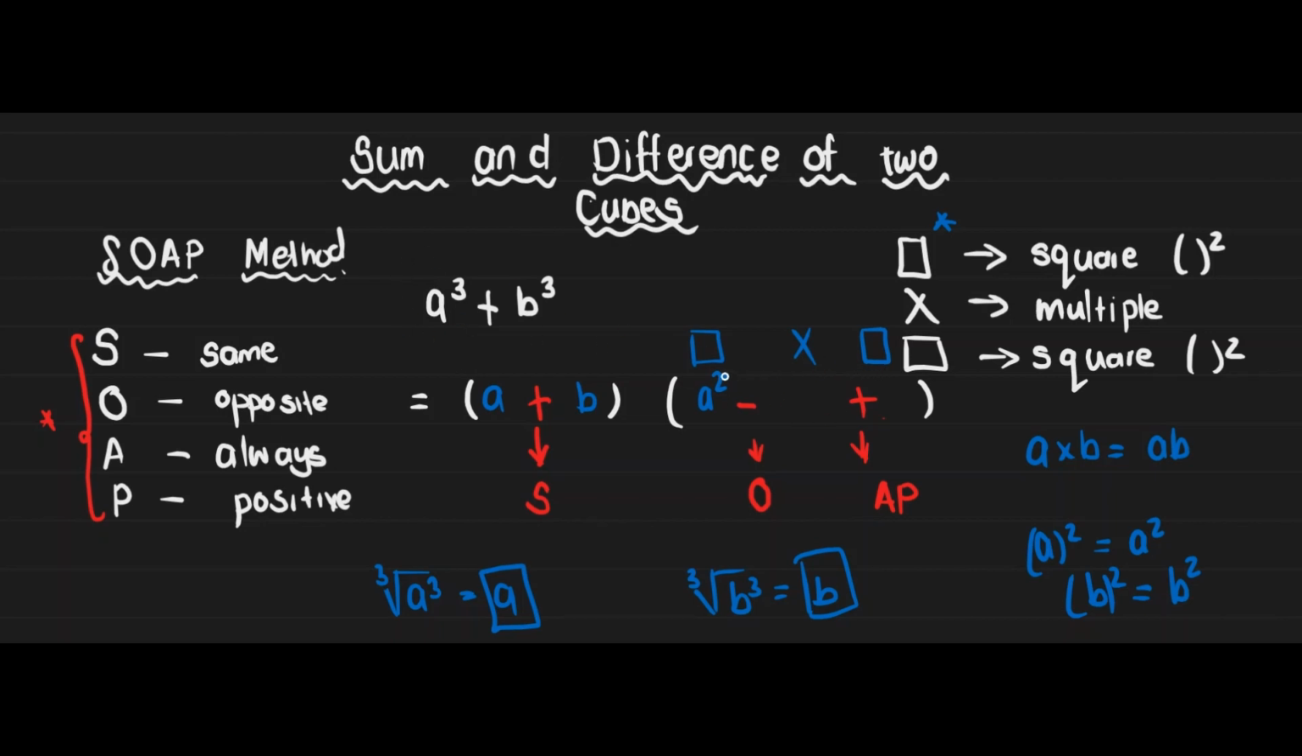We need to square the first term. And the second one, we need to multiply these two terms. So it's going to be a multiplied by b, which is going to give you ab. And the last one, we need to what? Square the last term, which is b squared. And this will be your final answer on solving the sum of 2 cubes.